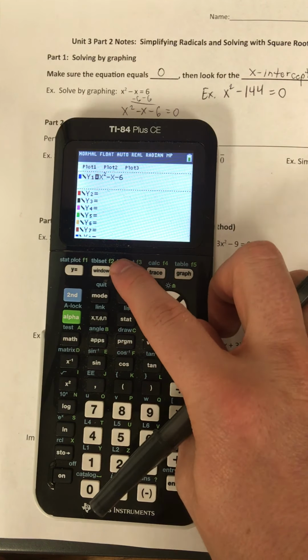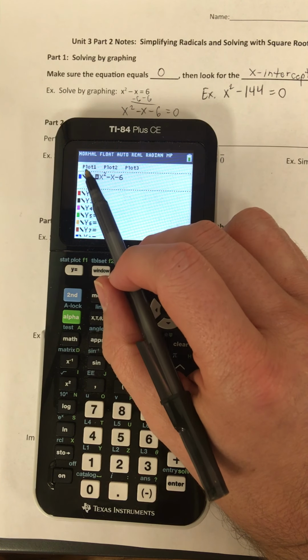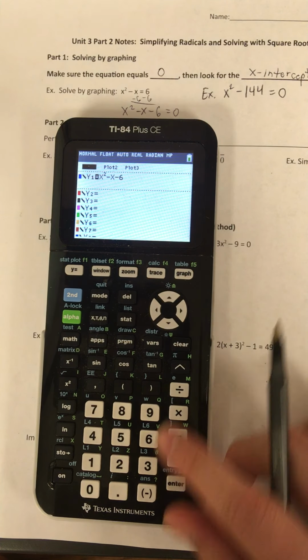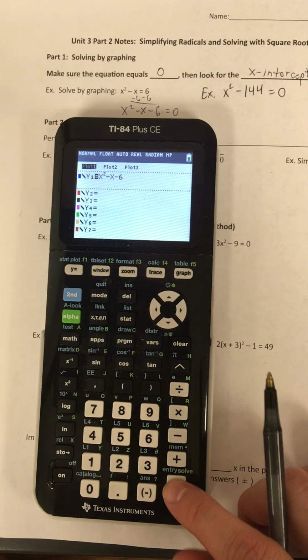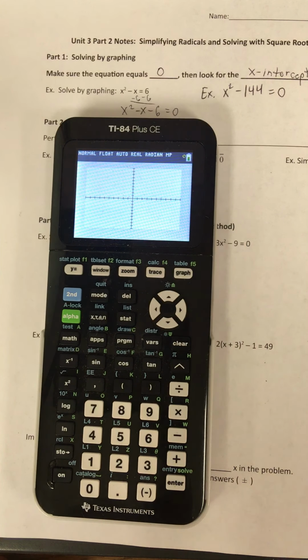One other thing before I forget to tell you, make sure all these plots are turned off. If any of these are highlighted, like if you have Plot 1 highlighted, then you want to go up to it and just hit enter to turn that off. And then I'm going to hit zoom 6 just to reset my graph. And there's my graph of my parabola.